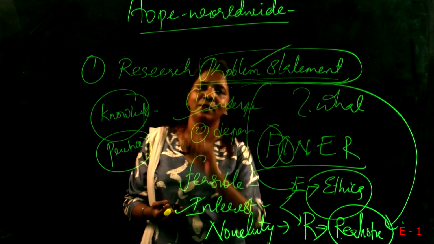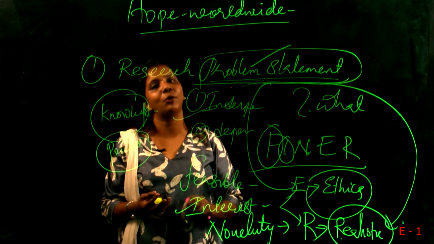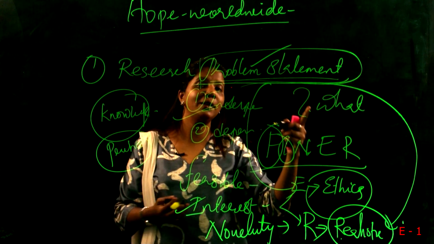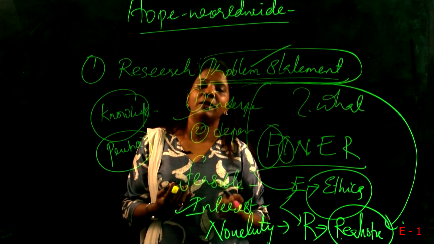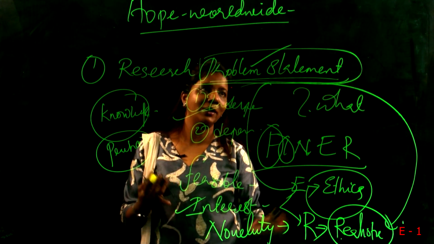So this is called as what? FINER, which is known as the criteria for problem statement. Hope it is clear for everyone. So once again I will repeat, problem statement is an interrogative sentence that emphasizes on finding out the difference between dependent variable and independent variable. And I have told you about what is problem statement.